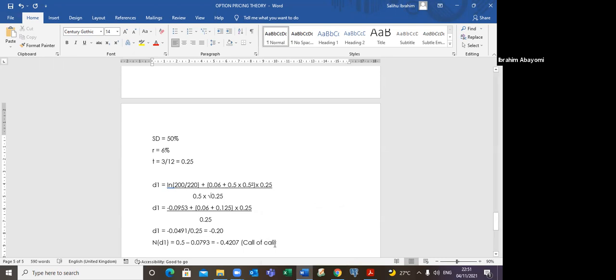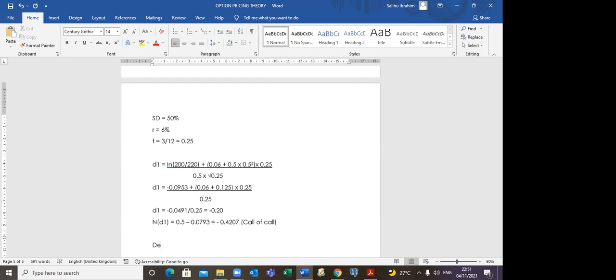Do you understand? Option to sell is a put option. So if you are dealing with a put option, obviously you cannot use delta of call. You need to get delta of put. And how do I get delta of put? Delta of put will be equal to delta of call minus 1. Anywhere you see N(d1), that is delta of call. So delta of put will now be N(d1) minus 1.